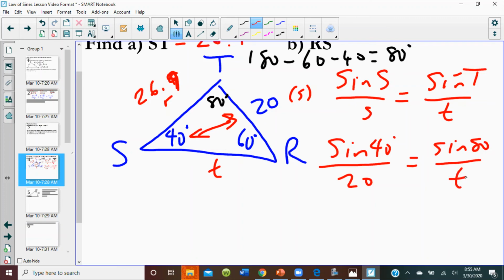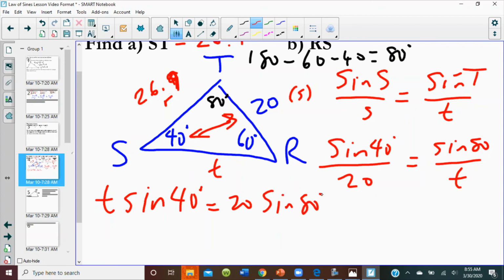Now we can make a prediction based upon what we did before. We saw that angle R had a larger value than angle S, which is 60 greater than 40. Angle T is even greater than either one of those two. So we're going to predict that the measure of side T will be greater than both 20 and 26.9, because it is the biggest angle. The side opposite should be the biggest side. So we're going to cross multiply. Same as before: T times the sine of 40 degrees equals 20 times the sine of 80 degrees.